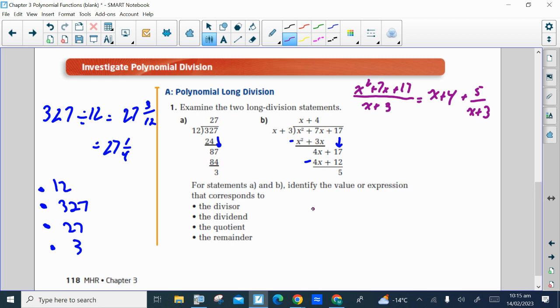And so the divisor here, which is what you're dividing into the polynomial, is x plus 3. The dividend, which is what you divided into, is x squared plus 7x plus 17. The quotient is your answer, that is x plus 4. And the remainder is 5. So there's those 4 parts for that division. Okay?